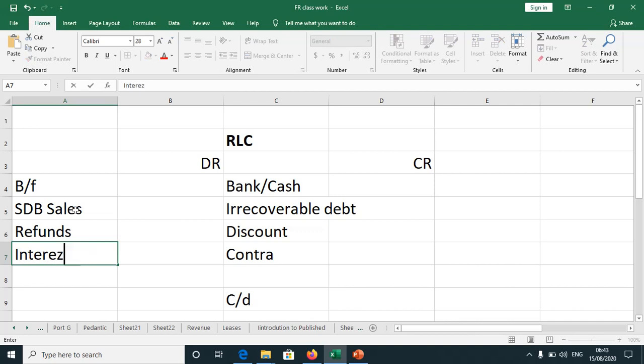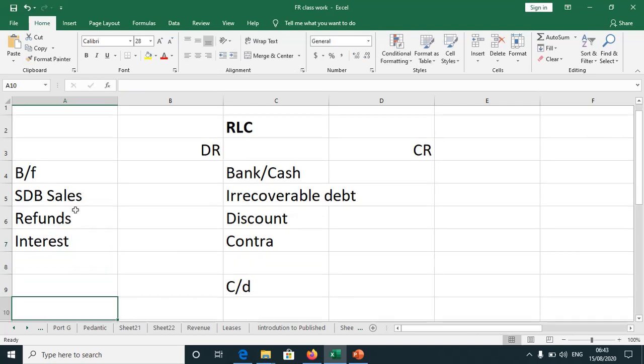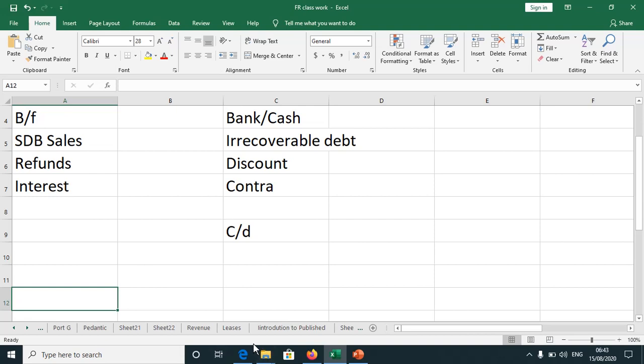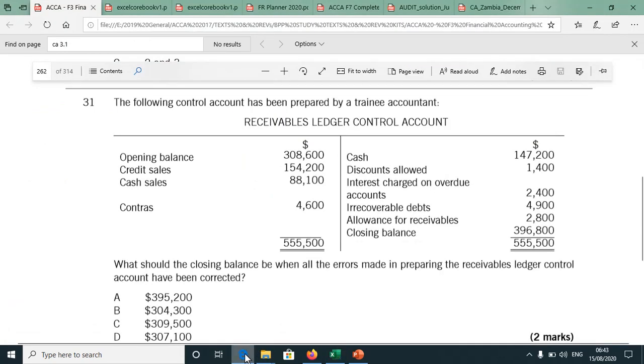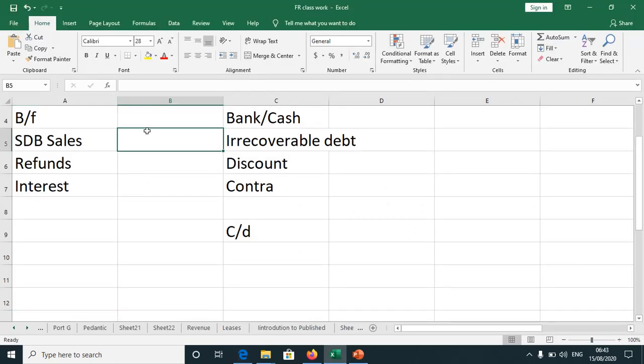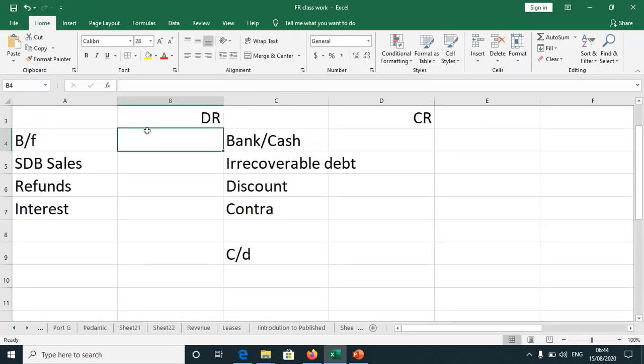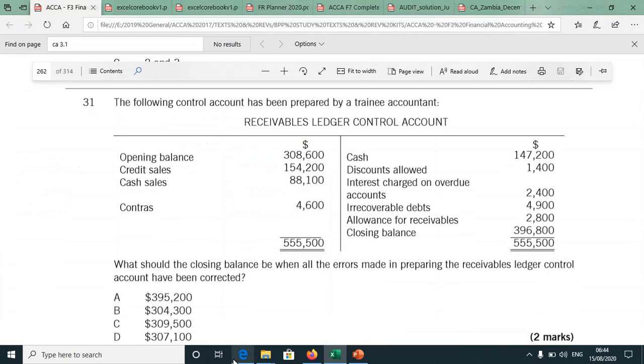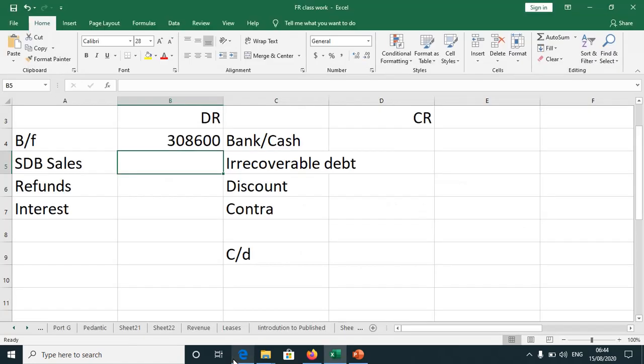Okay, let me just try to correct that. Let's begin to get these figures just the way they are. Opening balance 308,600. I think you can see that. Closing balance brought forward, 308,600. I've got that figure. This might take me some bit of time. Credit sales 154,200. Again, on the right side.